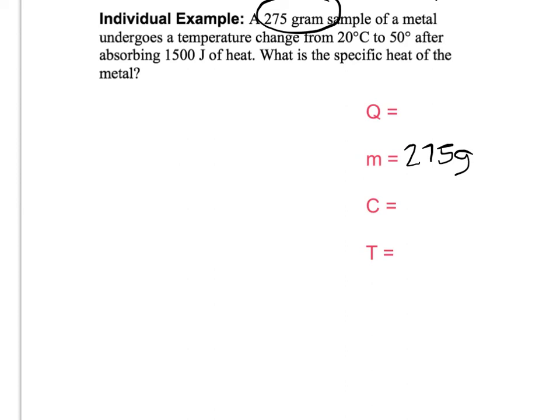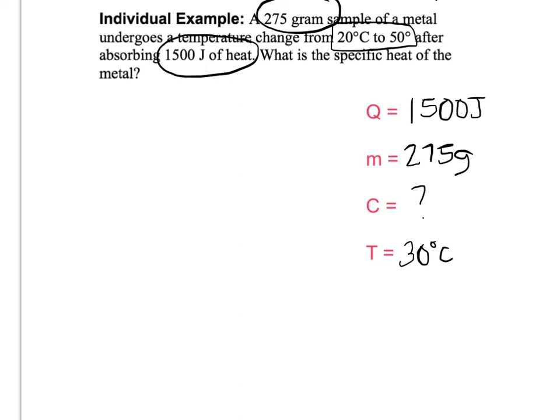The next one I come to is my 20 to 50 degrees temperature change. So if I go from 20 to 50, that's a change of 30. So I'm going to write that right there. And the last number I come to is 1500 joules of heat, which I know is my Q. So I am looking for C.